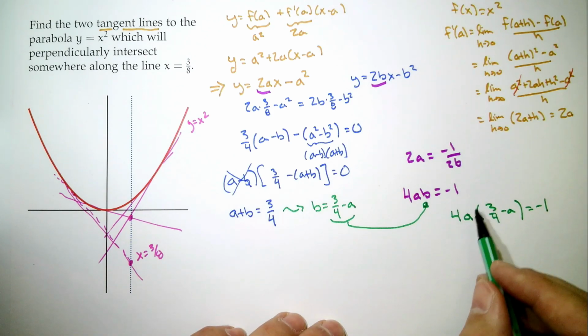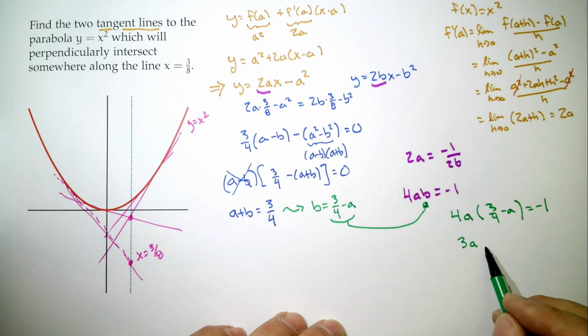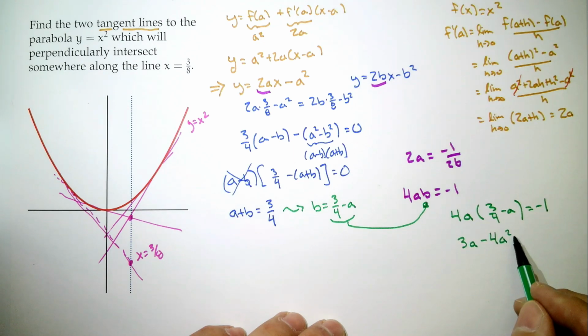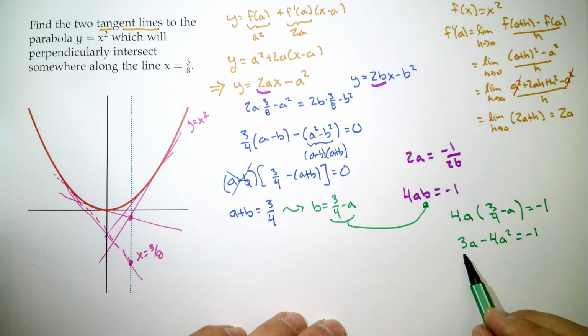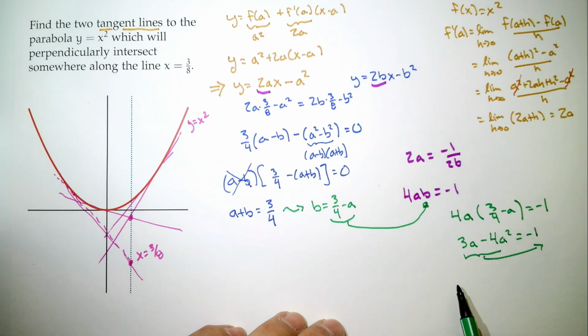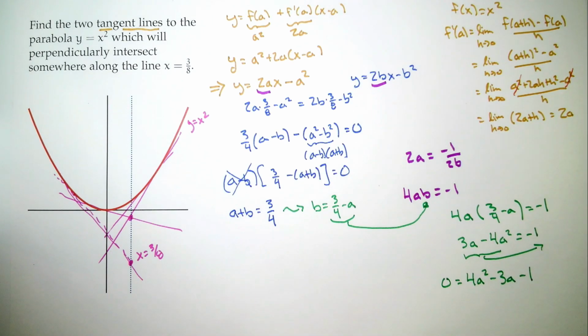If we multiply the 4a through, that tells us that 3a minus 4a squared should be equal to negative 1. And then we can move everything to the other side. So we get that 0 should be equal to 4a squared minus 3a minus 1. Now, if we're lucky, it factors. If we're not lucky, all right, we throw it into the quadratic formula. Are we lucky today? Yes, we are. The math gods have smiled on us.